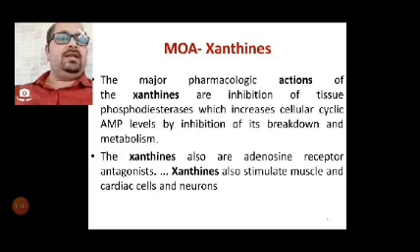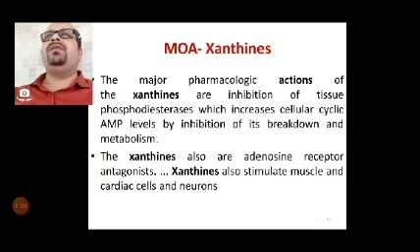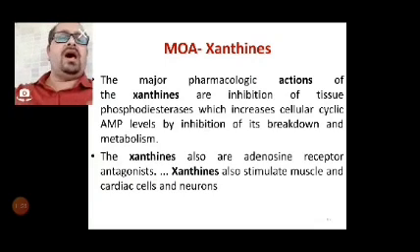Second, xanthines are also adenosine receptor antagonists. Because they are adenosine receptor antagonists, xanthines also stimulate muscle, cardiac cells and neurons. This is the second way by which the xanthines act.